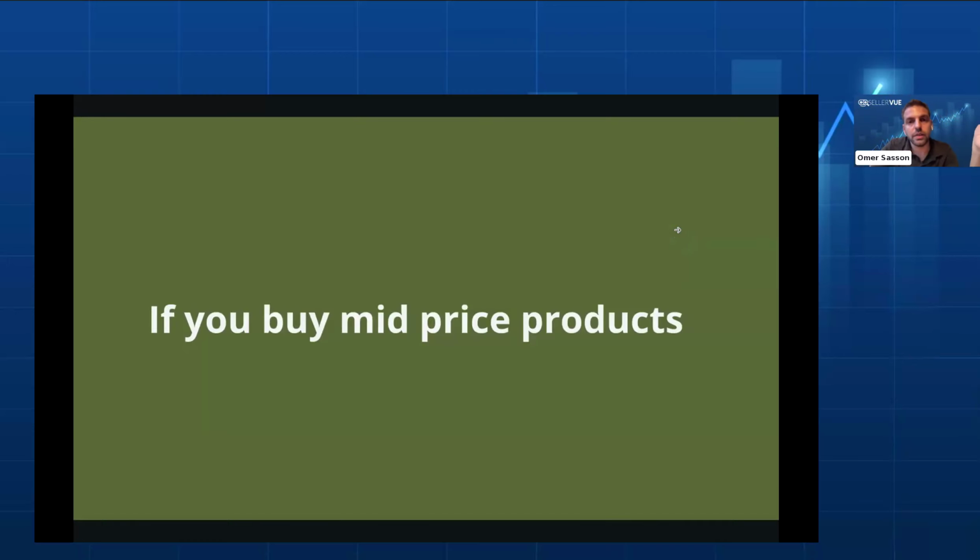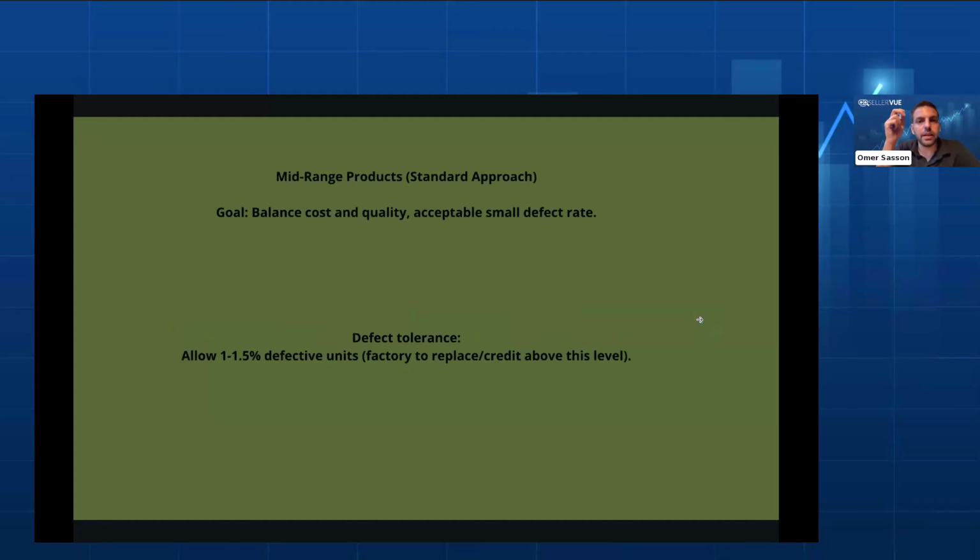Now I want to talk about how you do it if you buy a mid-price product. When I talk about mid-price products, it's most of the products that Amazon sellers are making today. So it's not very high end, and not very low end with low margin. Here we want to balance the cost of quality, but we also need to be reasonable with the factory, because if our expectations are too high, it will also increase the cost of the product, and we don't want this to happen. So in this case, usually we will allow 1 to 1.5 percent defective units. Anything above this, the factory is going to need to replace or credit us.